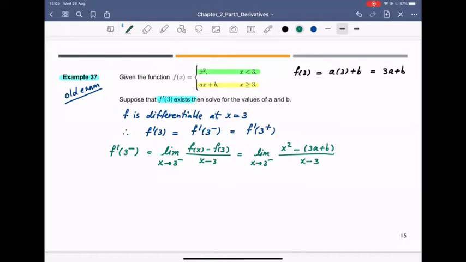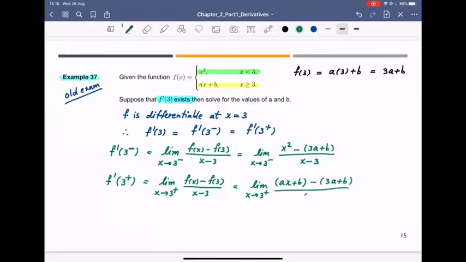So at this point, you cannot simplify more. So let's stop here, and then let's look at the other side. So I am going to look at the right hand derivative of f at x equal to 3. So I'm going to compute the limit of f(x) minus f(3) over x minus 3, where x goes to 3 from the right. So this is the definition of derivatives. And then from this equation, for f(x), I have to use ax plus b. And then f(3) is also 3a plus b, right? And then over x minus 3.